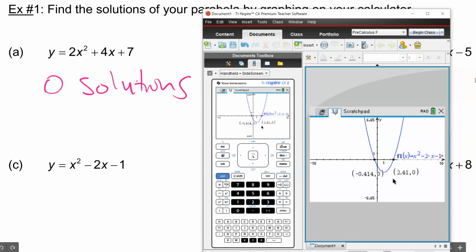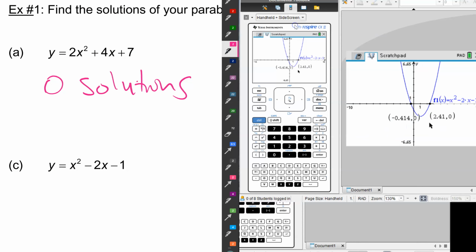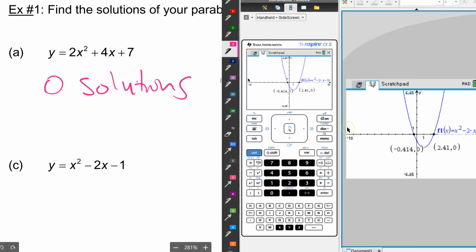Wait, I really don't understand how to find the solutions. So, menu, analyze graph, 0. Menu 6-1. Menu, analyze graph, zeros, and then you go left of your first 0.